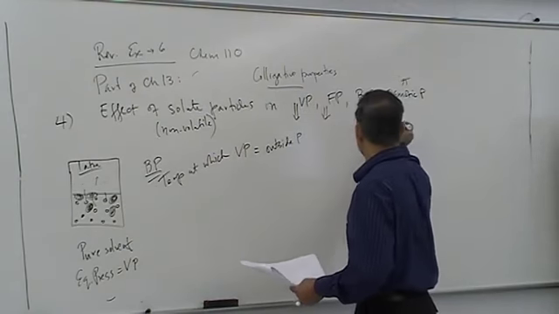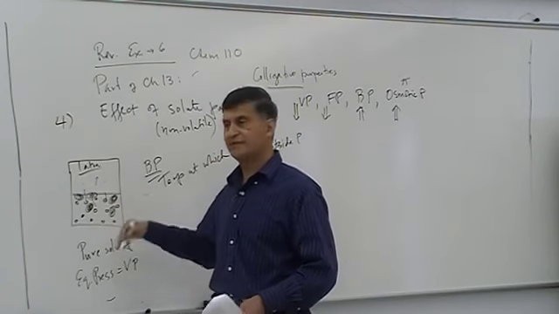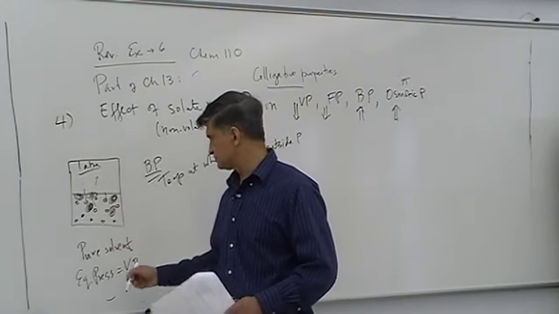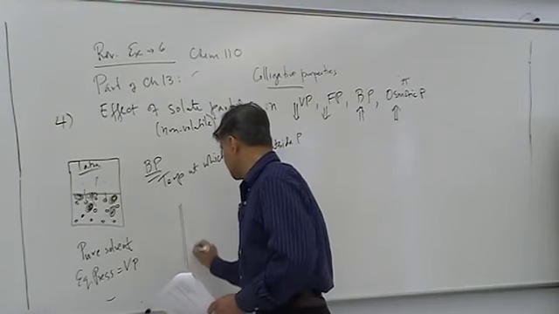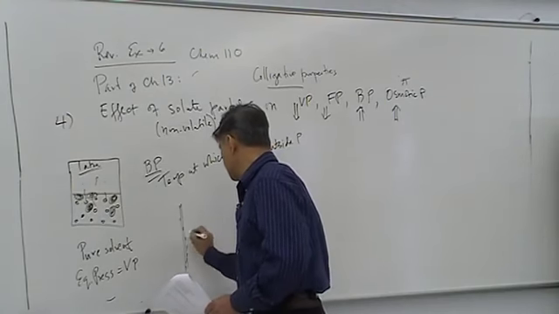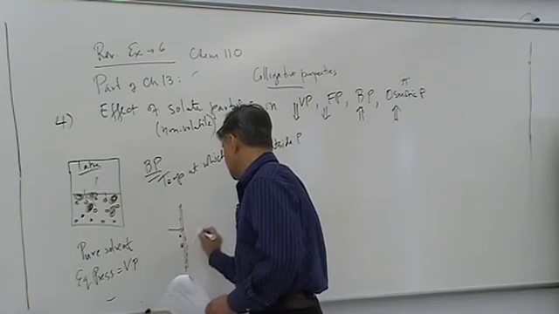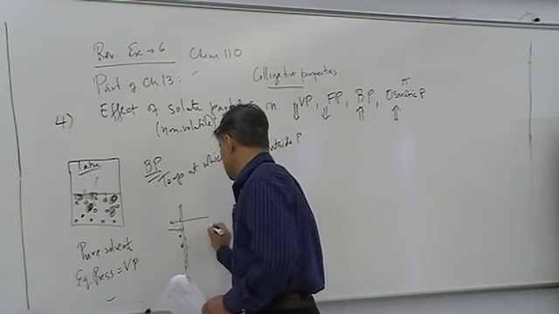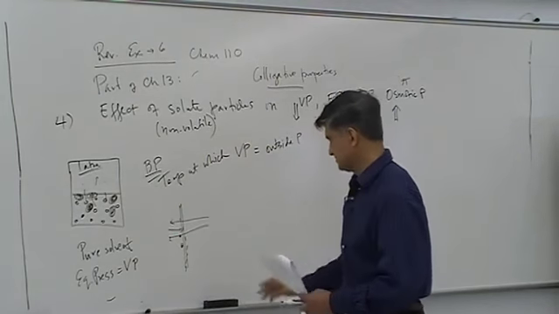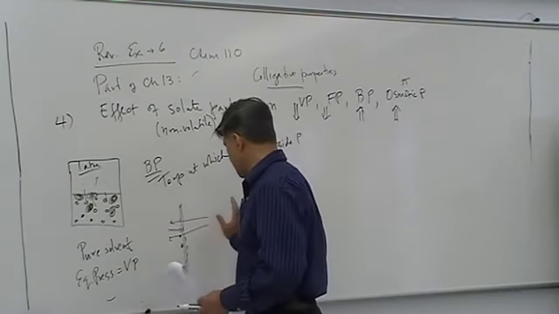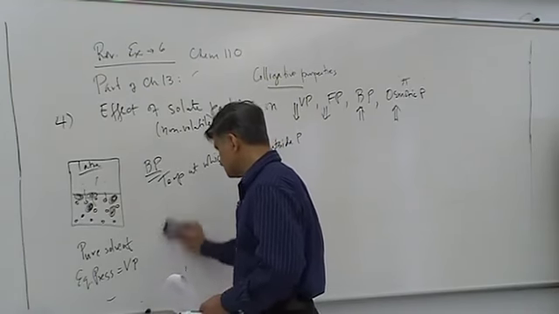Now what about osmotic pressure? Osmotic pressure depends upon the number of solute particles. If I have more solute, there will be greater osmotic pressure, which is the pressure exerted on the semi-permeable membrane. So you have a pressure here, you have solute particles here, then pure solvent goes from the other side. So that's osmotic pressure and osmosis. Solvent goes from the more dilute solution to the more concentrated solution.